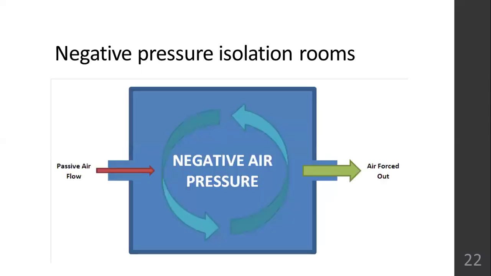So this is the negative pressure room. Airflow is passive. You don't worry about it much. Naturally, the airflow will happen. It will enter the room. It will get dirty here because infectious patients are kept here. And you have to push out this air. Air is forced out. You can see the arrows, the size difference of the green and red ones. So you have to focus more on pushing out this air.